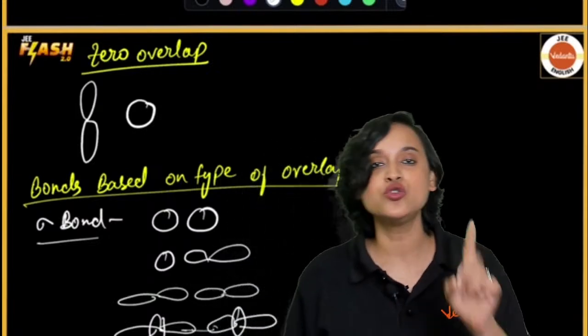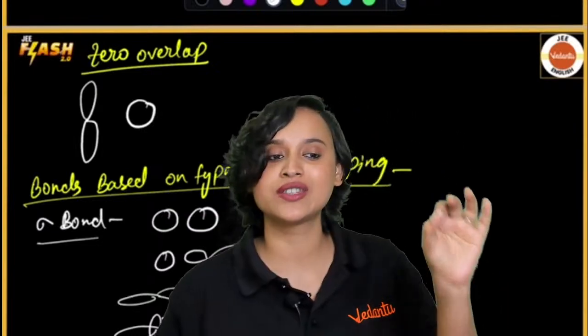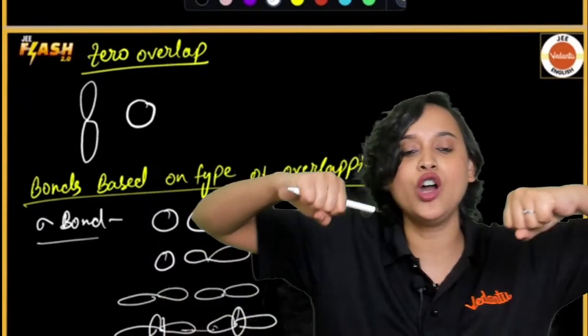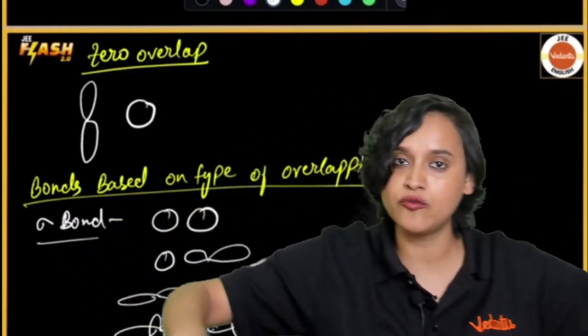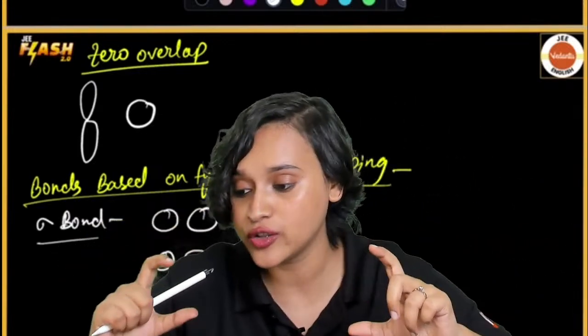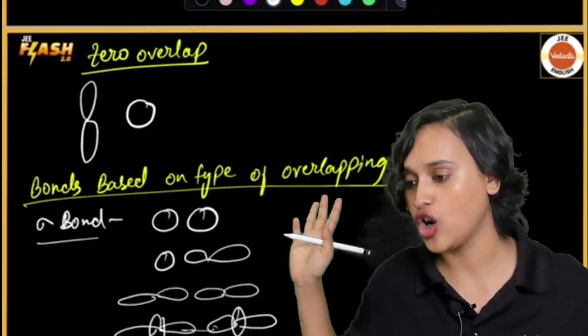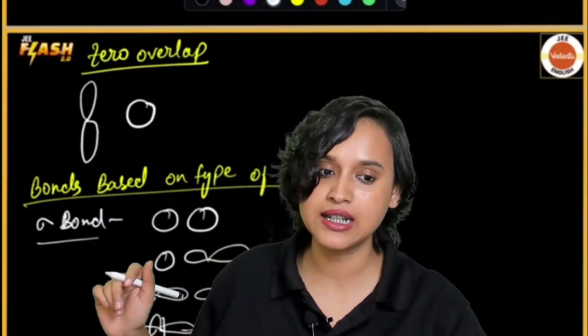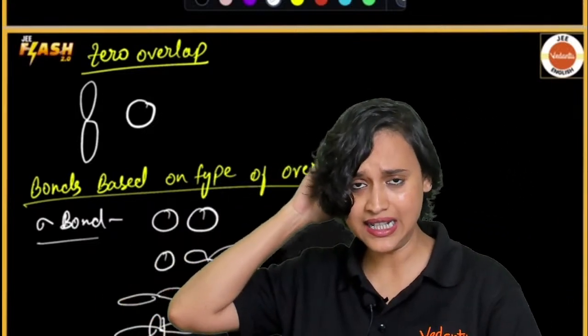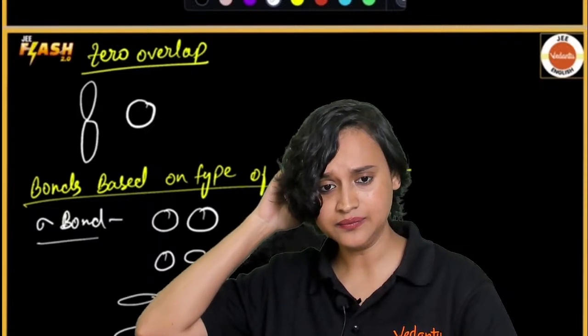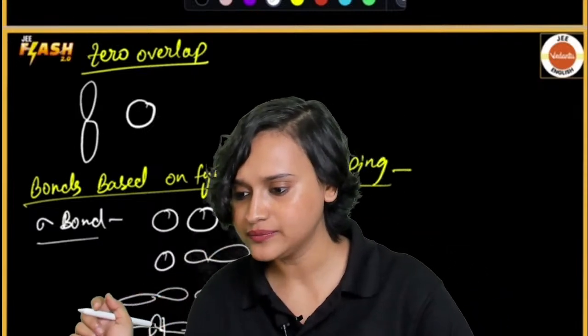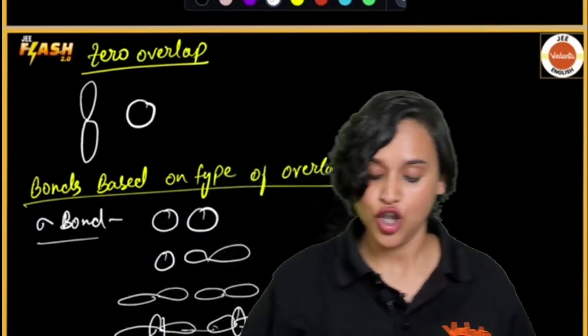Now here there are 2 to 3 things that you remember. All single bonds are sigma bonds. Sigma bonds always go for head-on overlapping of bond, and it is a strong bond. Clear? Is this clear, guys? All right. Moving on.